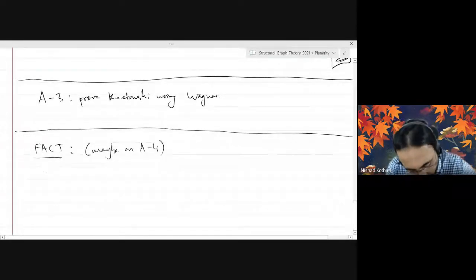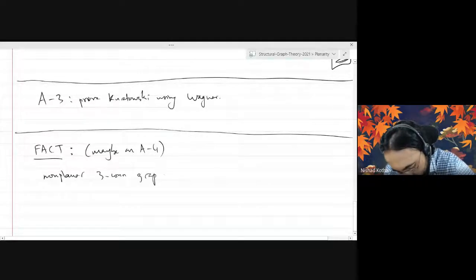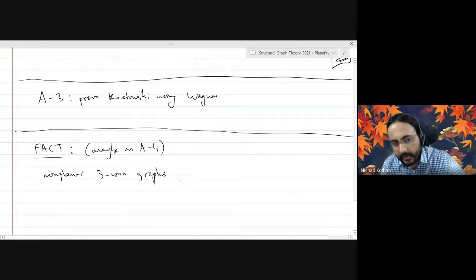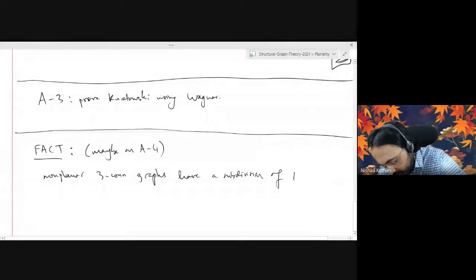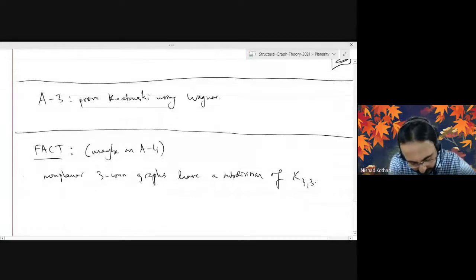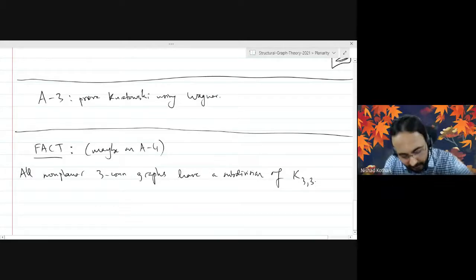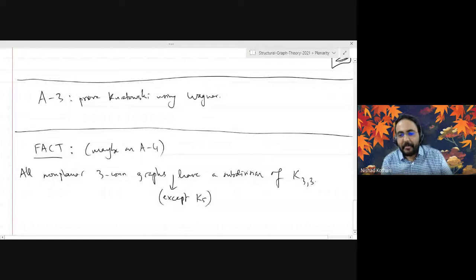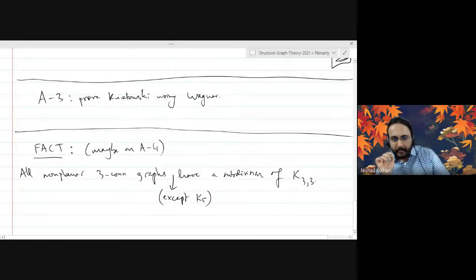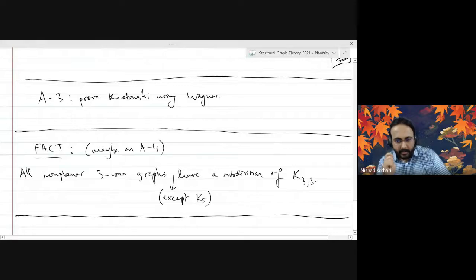So in the case of non-planar three-connected graphs, there is always a subdivision of K33. All non-planar three-connected graphs have a subdivision of K33. There is one exception. Can anybody tell me what is that exception? K5 itself. All non-planar three-connected graphs except for K5, which is non-planar and three-connected, there is always a subdivision of K33. And that is one way to see why in some sense K33 is the more important one among these two graphs.